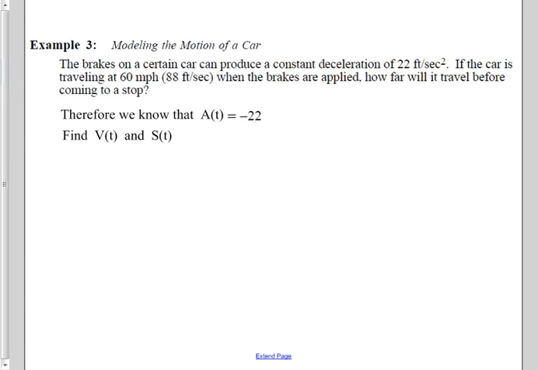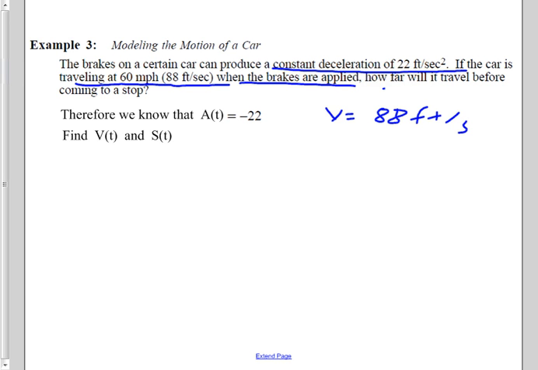All right, so let's apply this to a problem. It says the brakes on a certain car can produce a constant deceleration of 22 feet per second squared if the car is traveling at 60 miles per hour. So that's its velocity. When the brakes are applied, how far will it travel before coming to a stop?